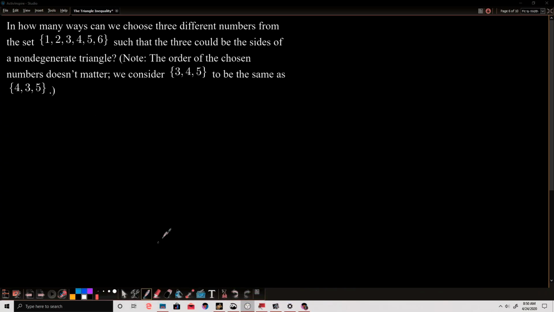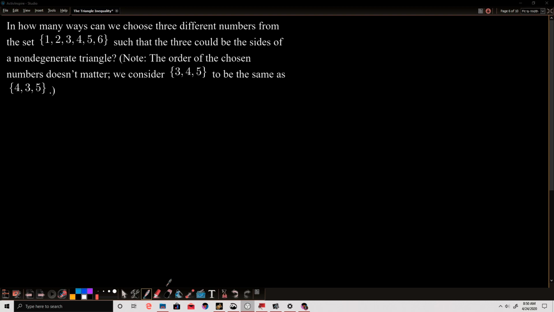Okay, so now we're going to run into a problem that's going to test our understanding of how the theorem works. In how many ways can we choose three different numbers from the set 1, 2, 3, 4, 5, 6 such that the three numbers we picked could be the sides of a non-degenerate triangle? And we don't care if the order is different. 3, 4, 5 is the same as 4, 3, 5.